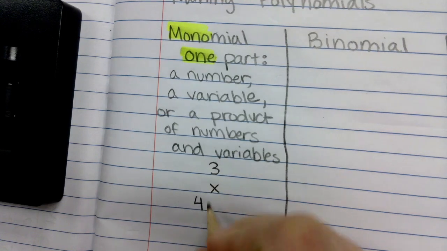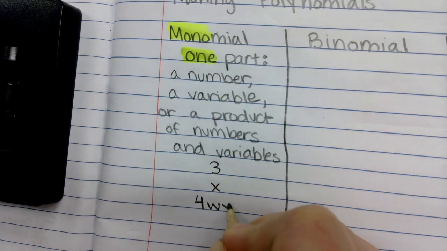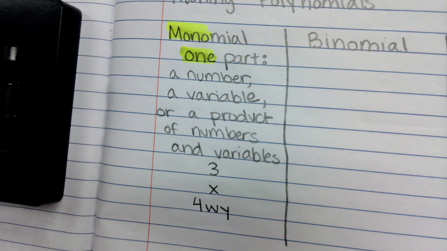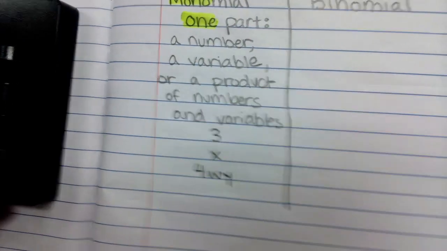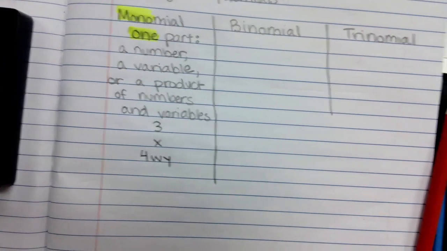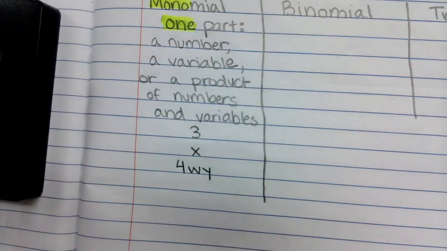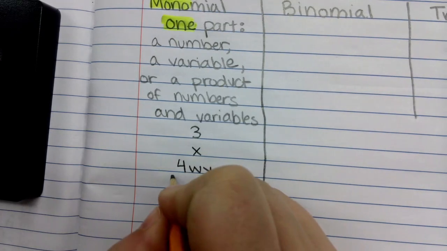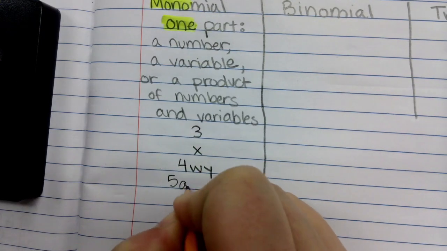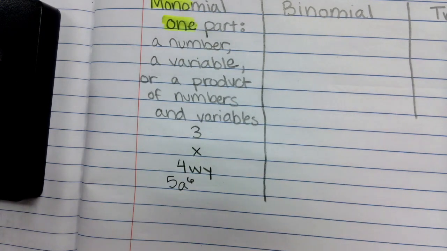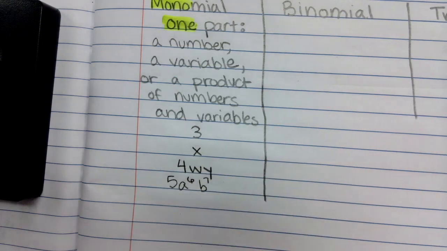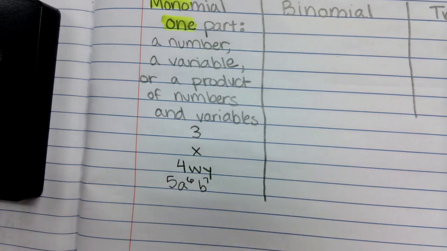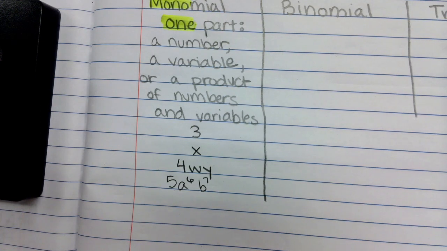Something that's being multiplied. Or we can multiply lots of numbers and lots of variables. We use exponents like 5a to the 6th would be 5 times a times a times a times a times a times a, times b to the 7th would be times b times b times b times b times b times b times b. Really, we're multiplying all those things, but those get classified as just one part. They are all together. Okay, so that's a monomial.